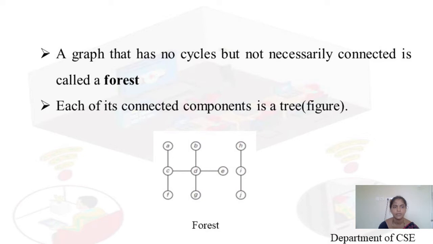Coming on to the further discussion, a graph that has no cycles but is not necessarily connected is called a forest. It may not have a cycle but still is not connected, and that forms a forest. In the picture in this slide you can see there are two unconnected graphs. They are acyclic, but they are not connected. Each of its connected components is a tree, termed a subtree.